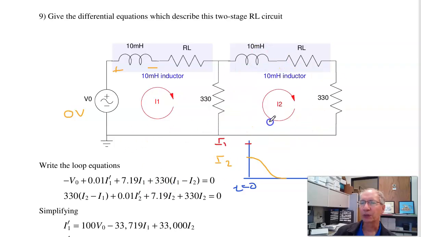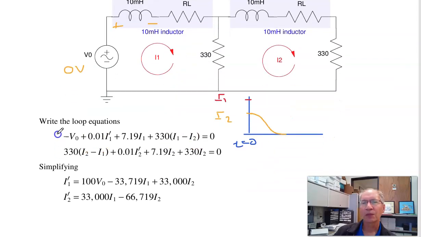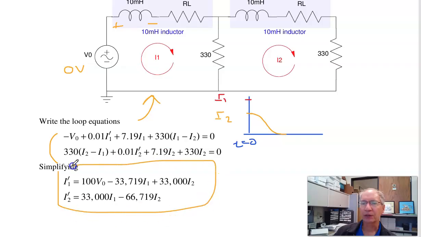Go around the second loop. The differential equation is 330 (I2 minus I1) plus L di/dt, 0.01 I2 prime, plus 7.19 I2 plus 330 I2 equals 0. These are the differential equations that describe that circuit. Solving for the derivatives, these are the equations that I need to solve to find I1 of t and I2 of t.